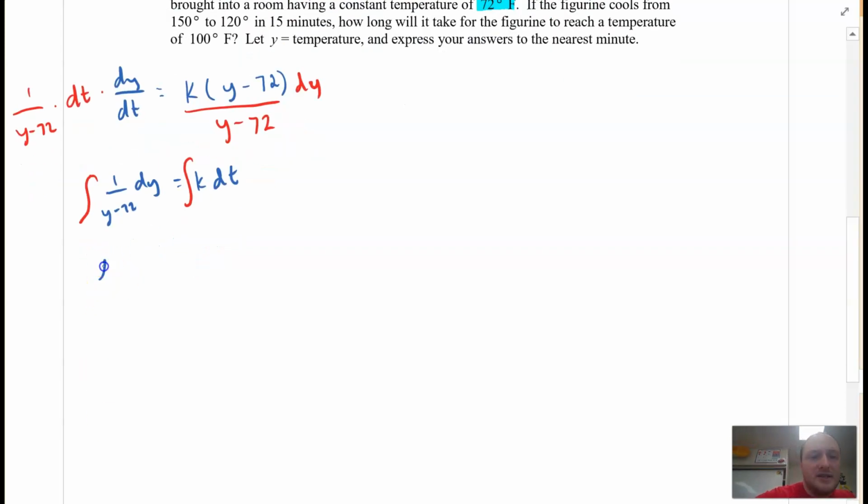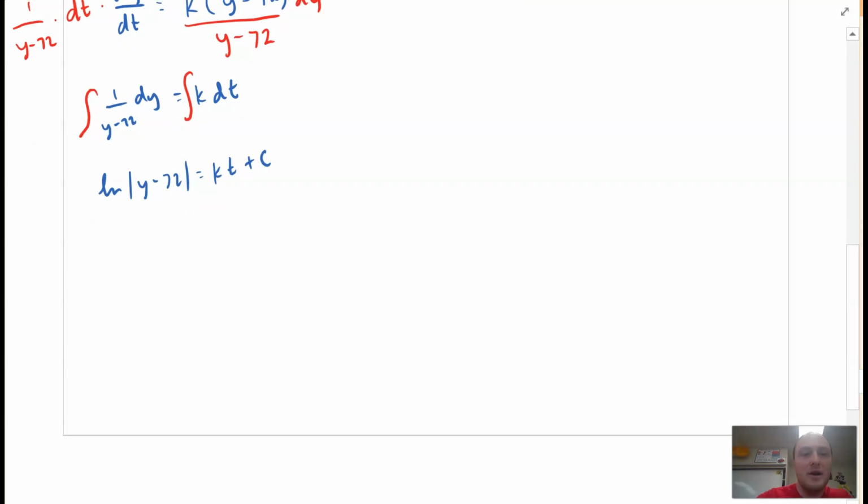So what we get is the natural log of the absolute value of y minus 72 is equal to kt plus c. And if I want to solve this for y, I'm going to raise both sides by e, and what we get, right, these are inverses, is the absolute value of y minus 72 is equal to e to the power of kt times e to the power of c. Remember, that's just our exponential property.